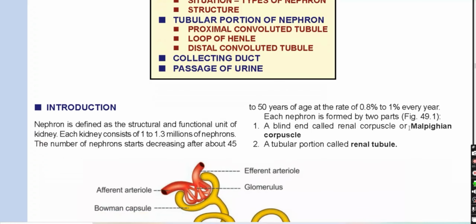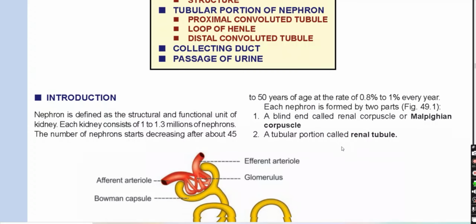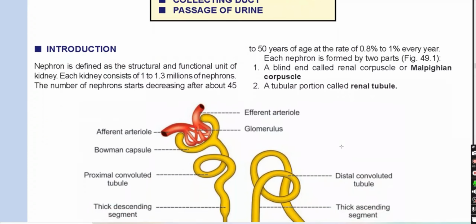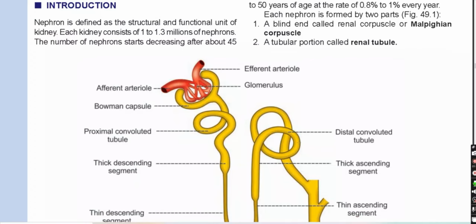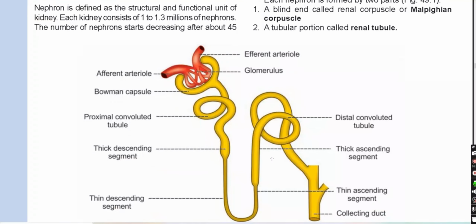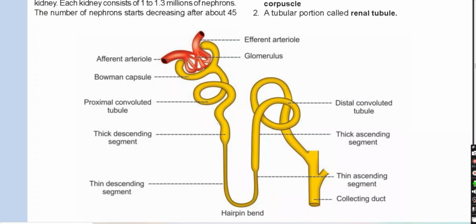One is the Malpighian corpuscle, another is the renal tubule. Now, in the structure, this portion is called the Malpighian corpuscle, where the glomerulus and Bowman capsule are situated. And this portion is called the renal tubule, where the proximal convoluted tubule, loop of Henle, distal convoluted tubule, and collecting tubule are all present. We will discuss one by one how they function in the nephron.